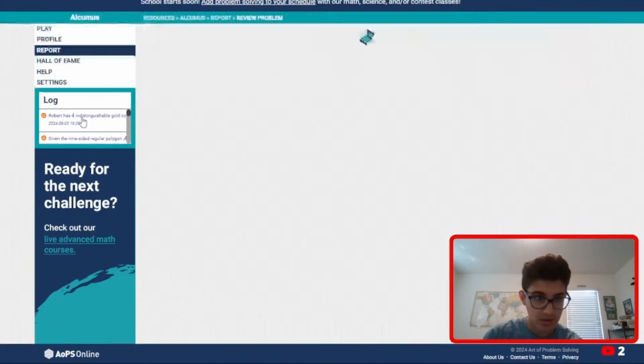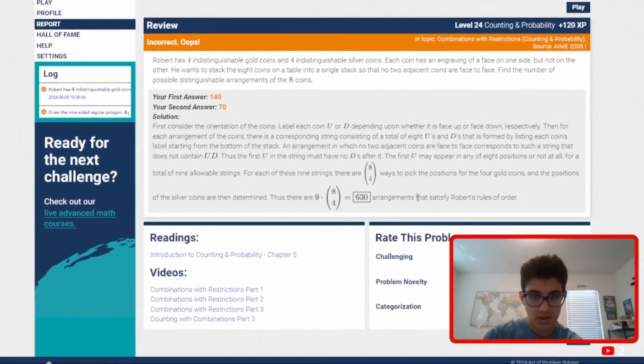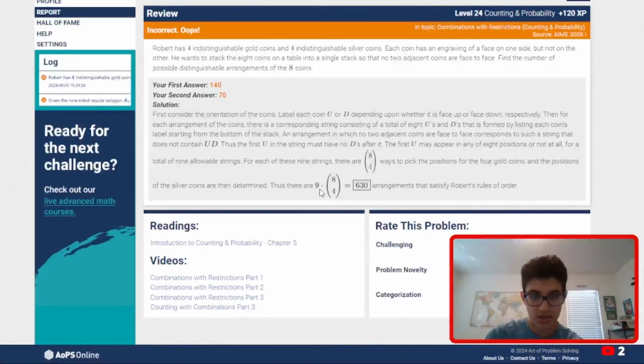Okay, wait, I skipped the last one. So there are 9 possible ways and then 8 choose 4. So instead of doing 2 times 8 choose 4, what I did that messed it up was 2 times 8 choose 4.